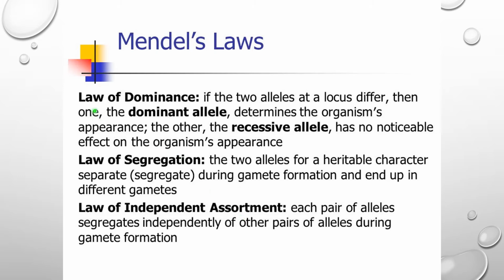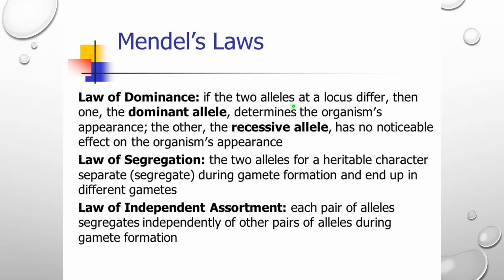Now, what is the law of dominance? The law of dominance states that if 2 alleles at a locus, locus meaning the site or position of the gene on the chromosome, differ, then one, the dominant allele, determines the organism's appearance. The other, the recessive allele, has no noticeable effect on the organism's appearance. That means the dominant allele is expressed while the recessive allele remains unnoticed.